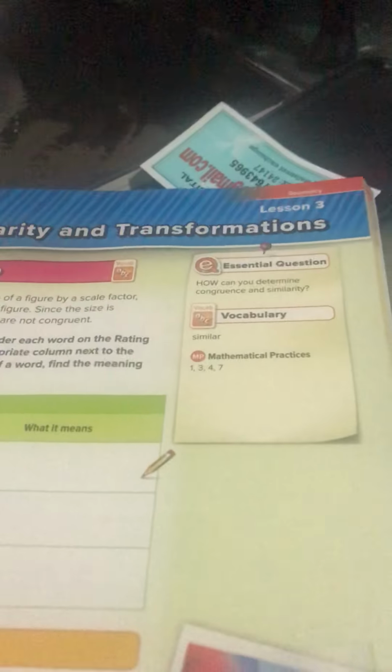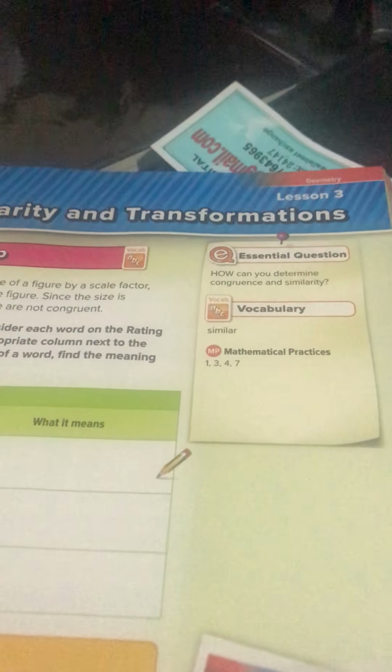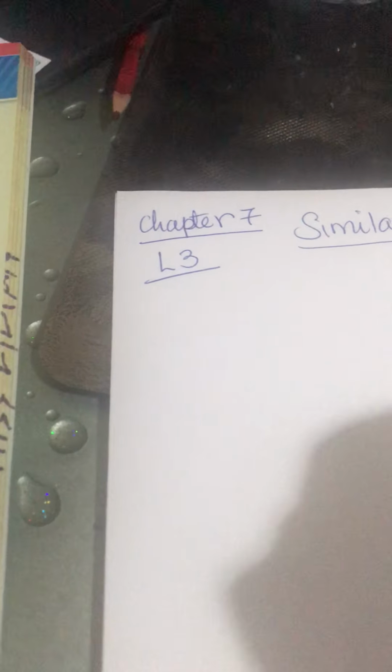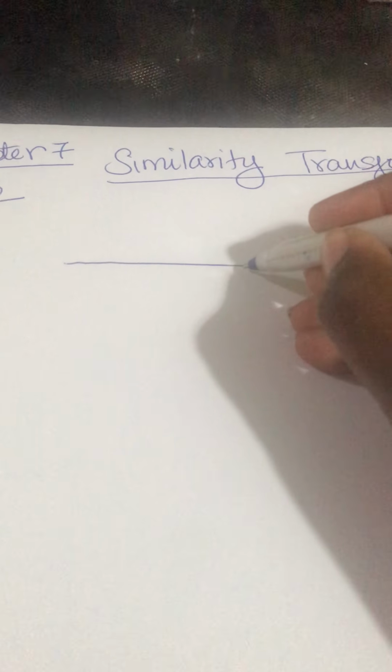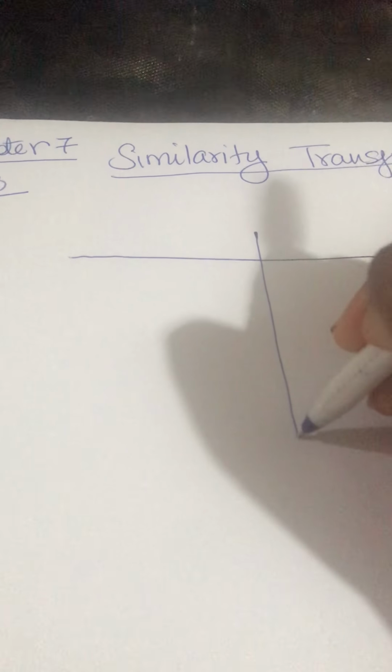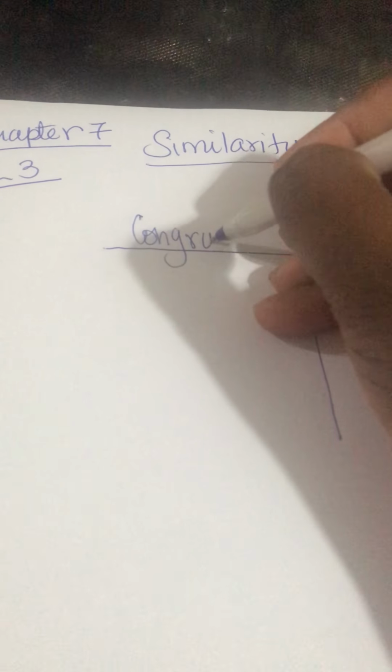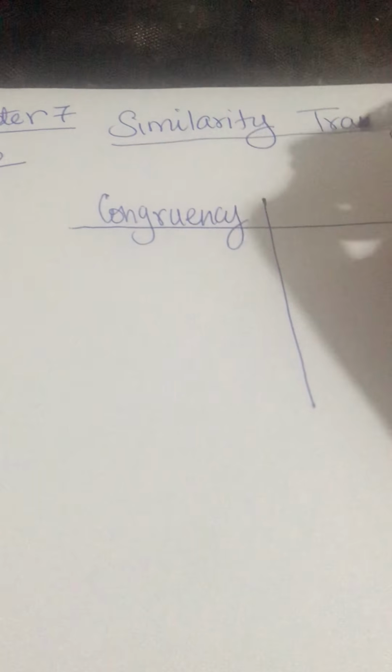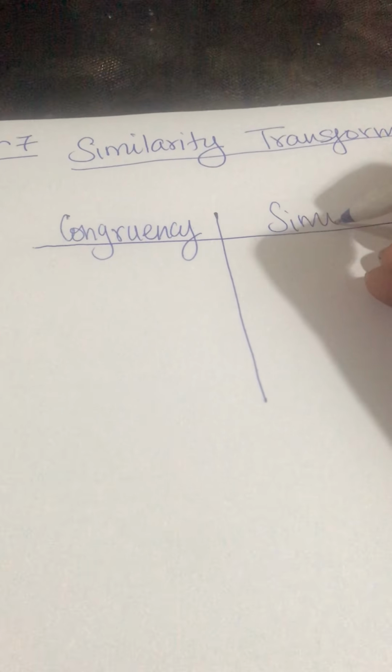This is lesson 3, chapter 7. The lesson is called Similarity and Transformation. So, just to remind something before this lesson, when we have transformation, we have transformations about congruency and similarity.